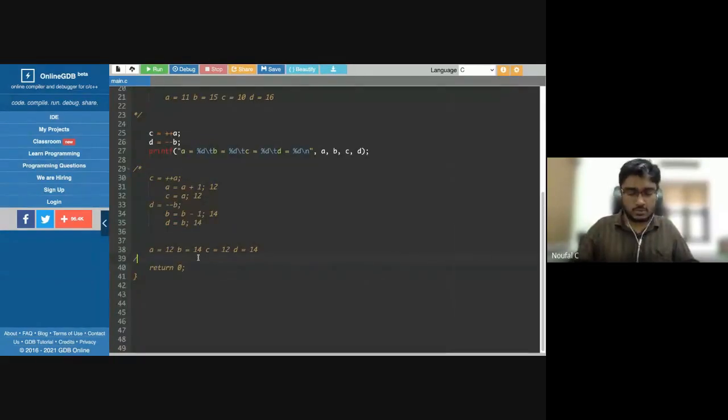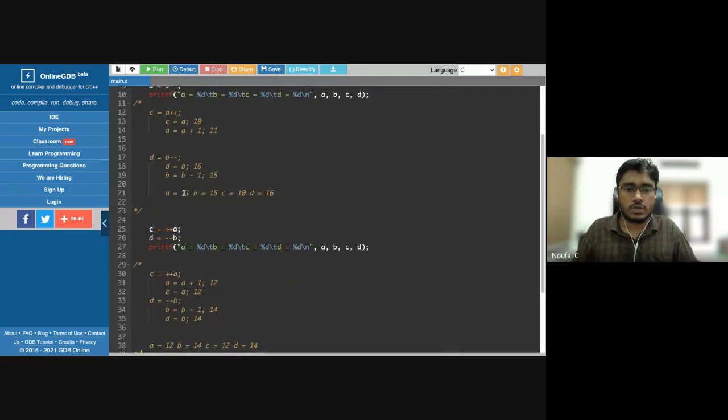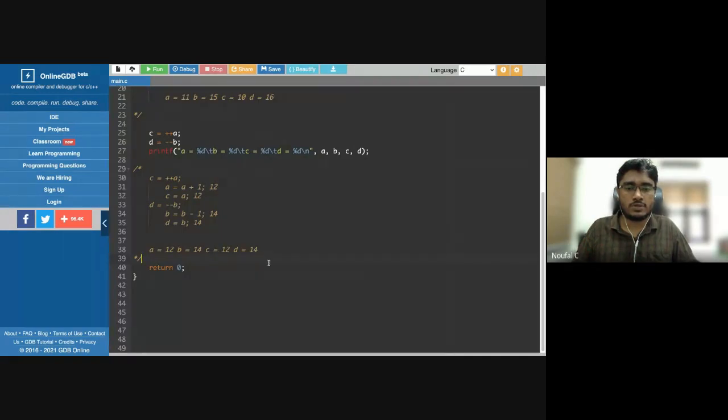Let's just check if it turns out to be the correct answer. What we should see at the output is, first we should see a equal to 10, b equal to 16. Then we should see a equal to 11, b equal to 15, c equal to 10, d equal to 16. Then we should see a equal to 12, b equal to 14, c equal to 12, d equal to 14.